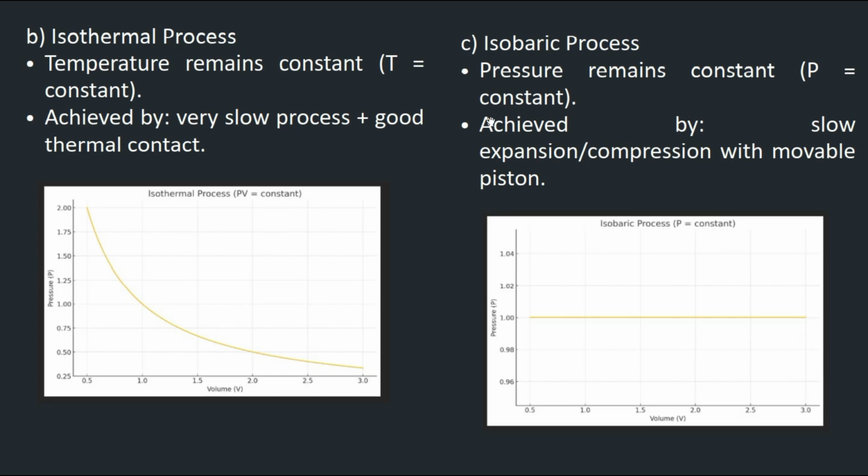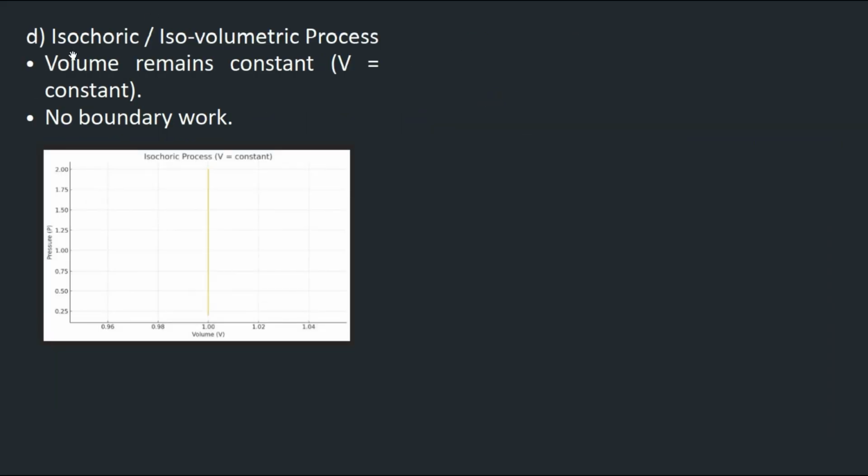Isobaric. Baric has to do with pressure. Iso is same. So pressure remains same. So this is achieved by slow expansion or compression with a movable piston. All of this is needed. We'll be making use of it. So here again, we are looking at a pressure volume graph, and it's a flat line. It's parallel to the x-axis. Isochoric, or not chronic. Okay, I can't read that. Isovolumetric. So volume remains constant. So you can see the graph over here. For any pressure, the volume remains the same. Cooker, basically. Right?